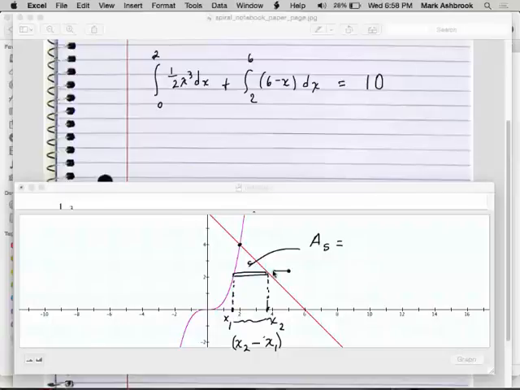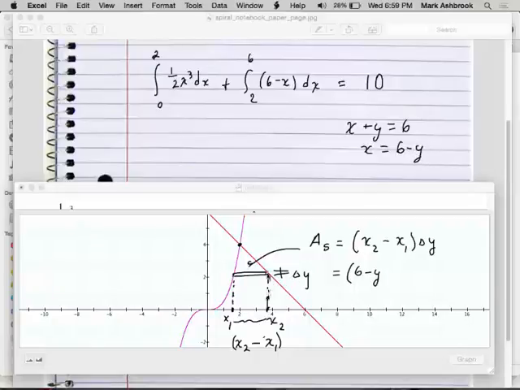And then what is our tiny width? Delta y. So this slice is x2 minus x1 times delta y, but since it's going to be in terms of y now, we've got to write x2 in terms of y. That's our line, so we solve for x. We had x plus y equals 6. Solving for x gives 6 minus y, and that's our x coordinate of this red line.